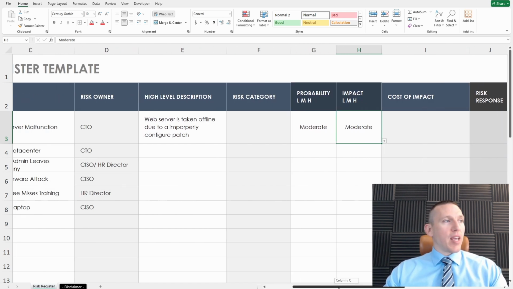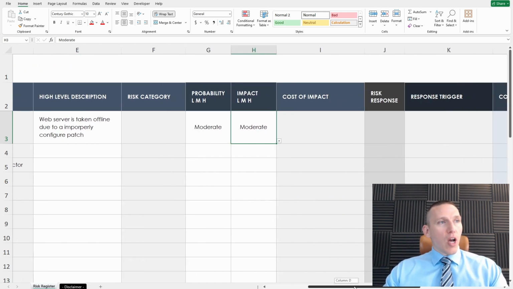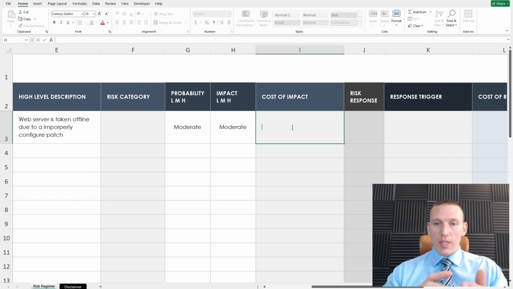Now we can estimate a cost, and that cost should include not only the cost of the web server, but also the cost of the work hours it's going to take and the number of people who need to work on that web server. That needs to be factored in also.